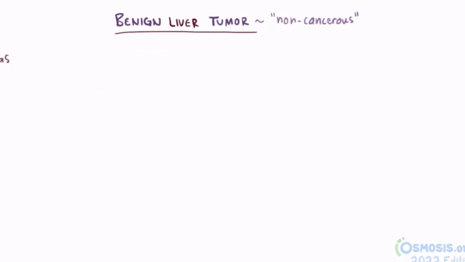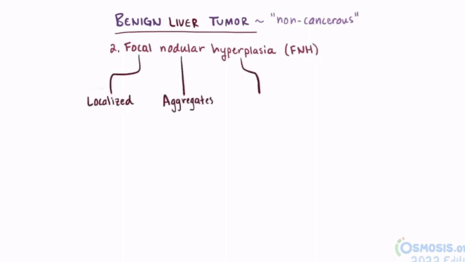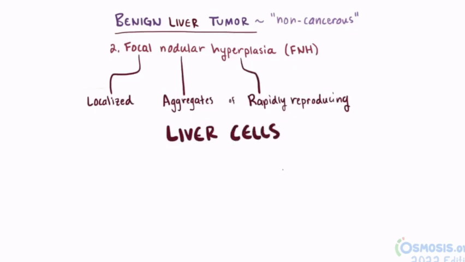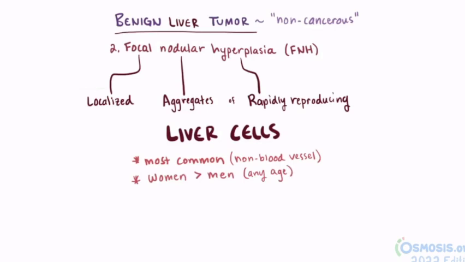The second most common type of benign liver tumor is a focal nodular hyperplasia, or FNH. These are localized aggregates of rapidly reproducing liver cells. FNH is actually the most common non-blood vessel related benign tumor in the liver, and is seen slightly more in women than in men, but can happen at any age.